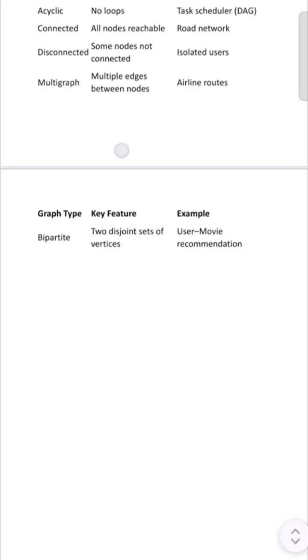So the next type is bipartite. As we can see, the feature of the bipartite graph is two disjoint sets of vertices, completely independent vertices. The example for that is user movie recommendation. A movie can give a particular recommendation to the user. So it is a bipartite graph.